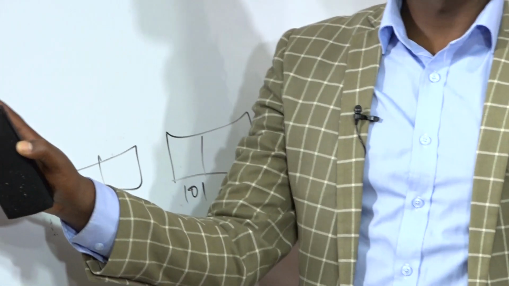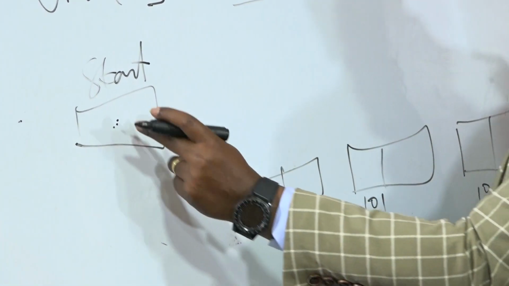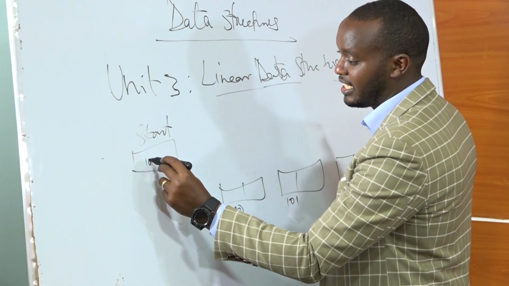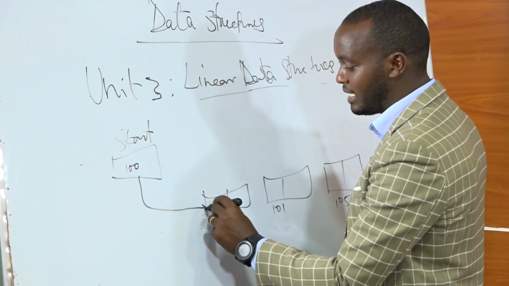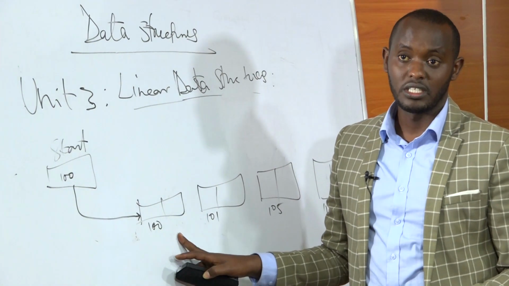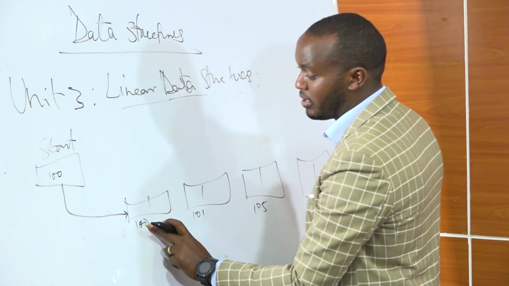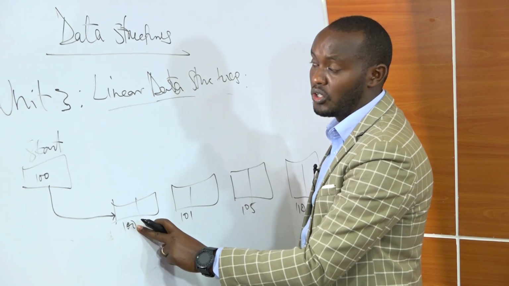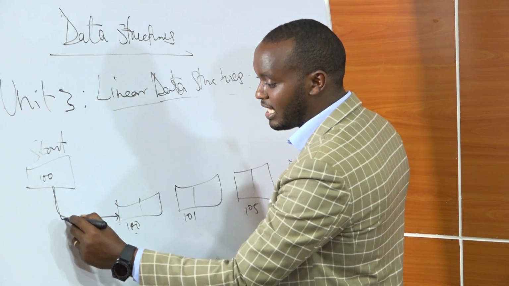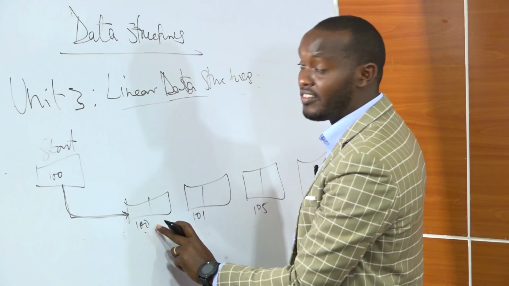For the starting node to be connected to the first node, it must accommodate the address of the first node. So we take 100 and write it here, and then a link is immediately created between the starting node and the first node. This is the first node and this is the starting node. The address of the first node is 100. So if we type 100 inside here, this link will immediately be created.